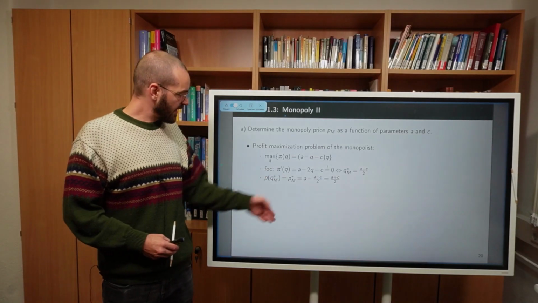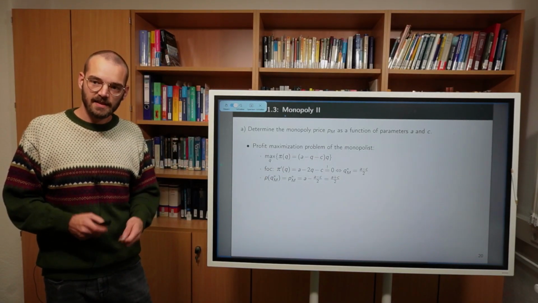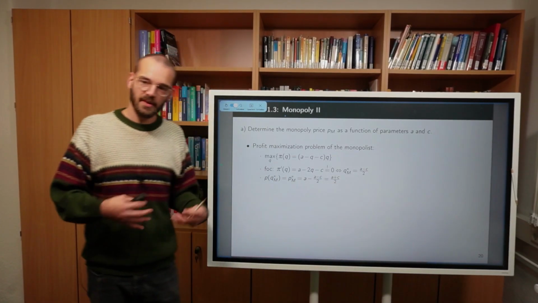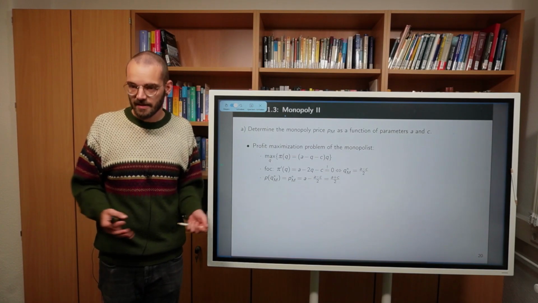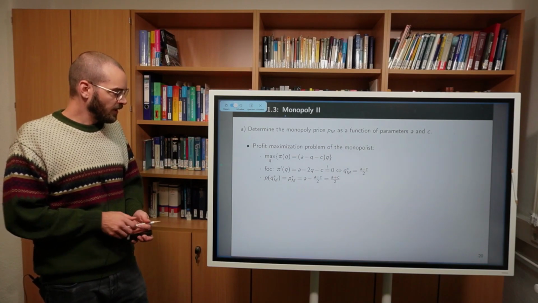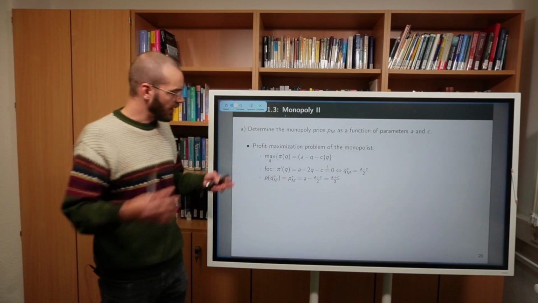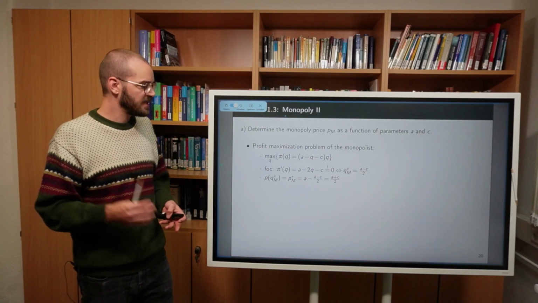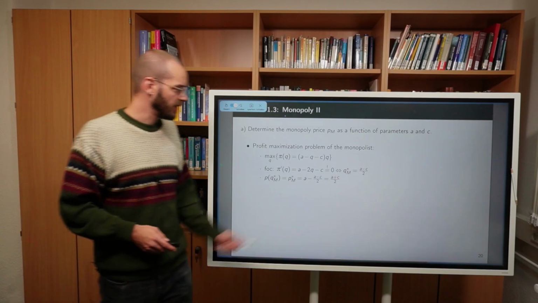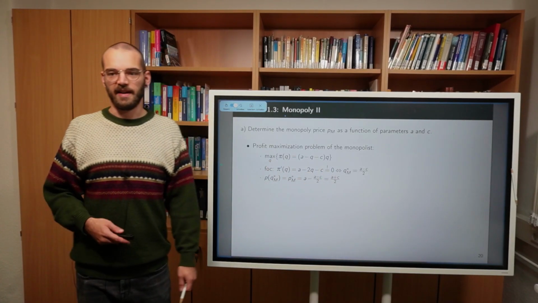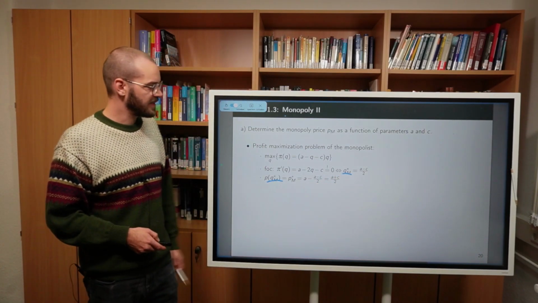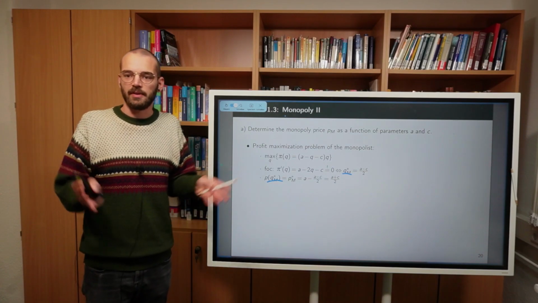Now the price results simply by plugging this equilibrium quantity into the demand function, which is provided in this exercise, right? So what we have is A minus Qm, so A minus (A minus C) divided by 2, which can be rearranged to equal (A plus C) divided by 2. So now we know the equilibrium quantity and we know the equilibrium price of the monopolist in these very general terms.